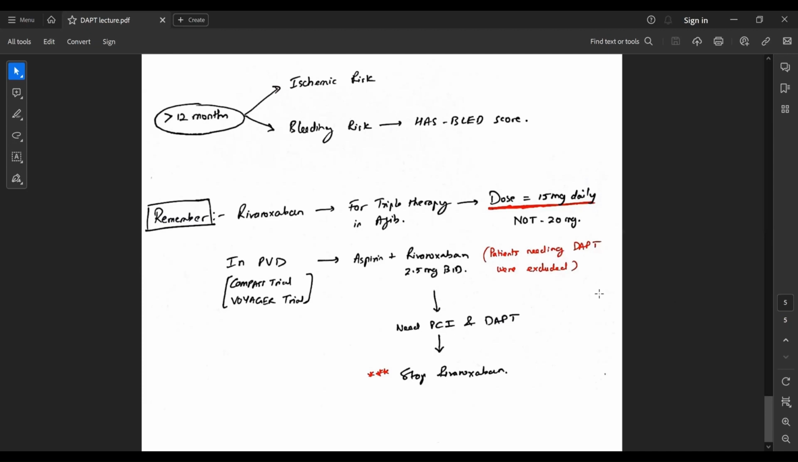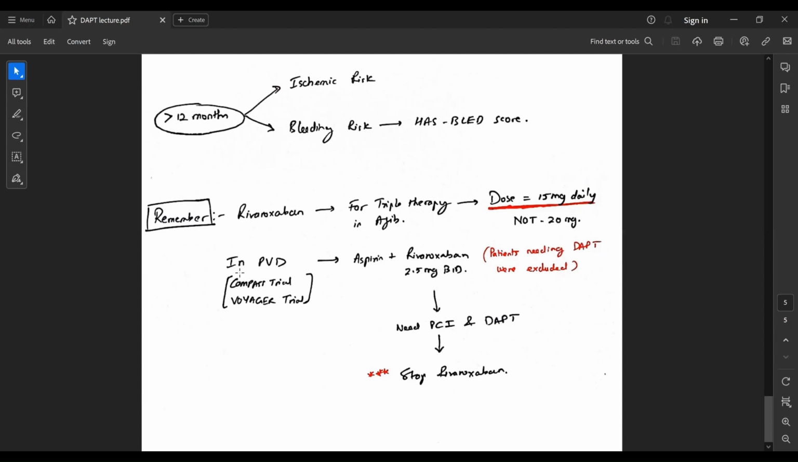So in recent times, when you are admitting a patient, you will see a lot of them are on this dose of rivaroxaban 2.5 milligram BID along with aspirin. And if you investigate, you will find that a lot of providers are starting the patients on these regimens. But one important thing that you have to be careful about is that both the trials had the patients who were on DAPT as an exclusion criteria.